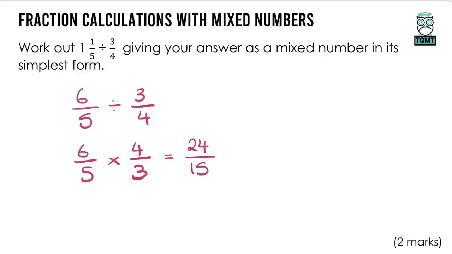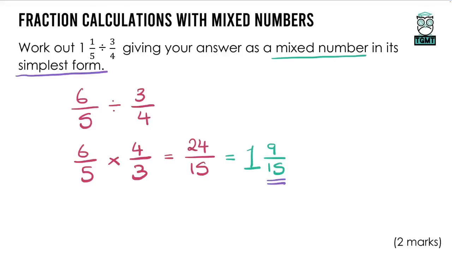This question here says to give your answer as a mixed number. So to start with, we'll convert this into a mixed number. 15 goes into 24 once, and there is a remainder of 9. So 9/15 left over. It also gives you a hint here. It says to give it in its simplest form. So you do have to check this fraction at the end to see if it simplifies.